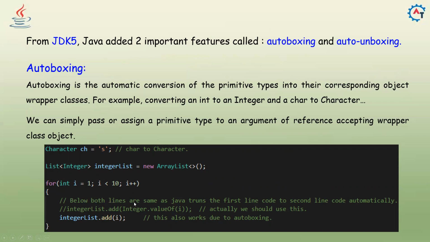Okay. Below, both lines are the same, as Java turns the first line of code into the second line automatically. Actually, what we need to do is Integer.valueOf(i), but I'm giving simply i. So this will automatically convert from int to the Integer wrapper class. Okay, that is called autoboxing.